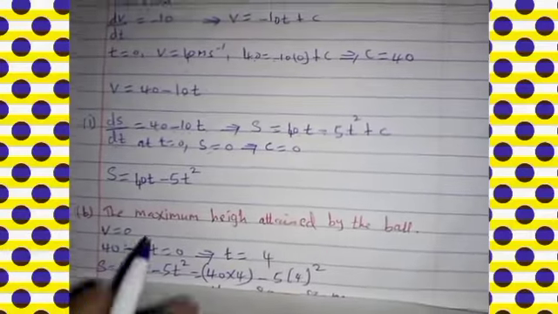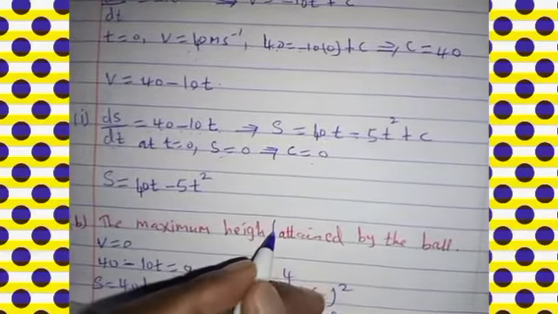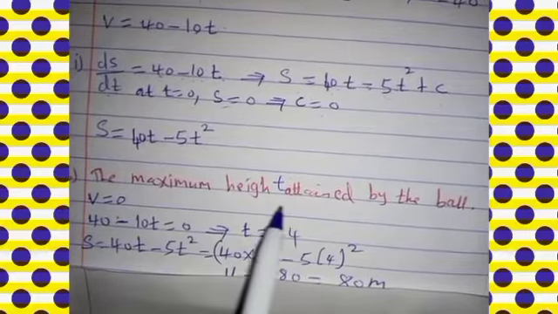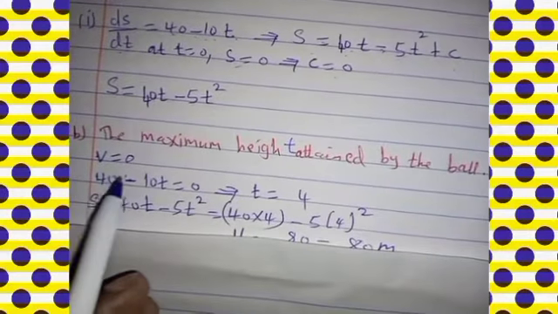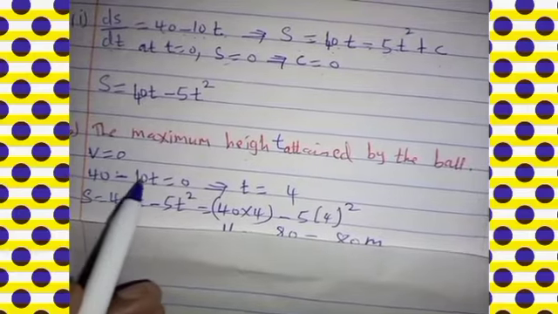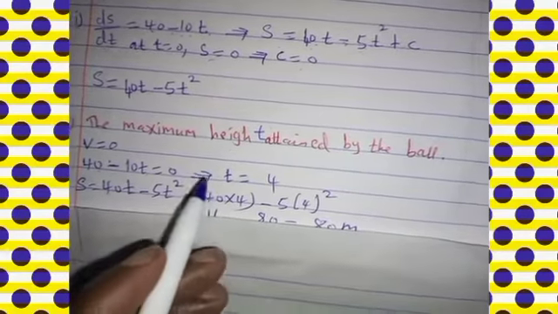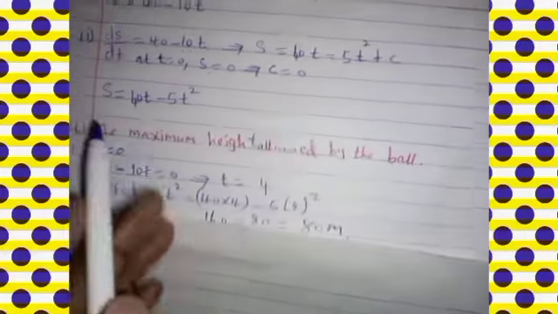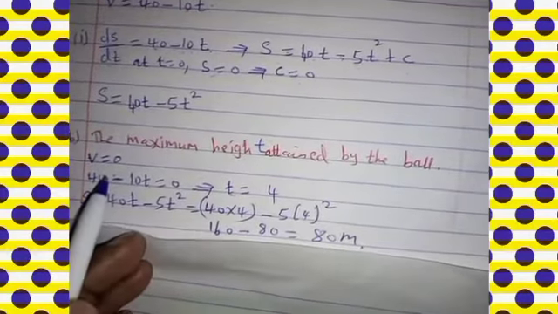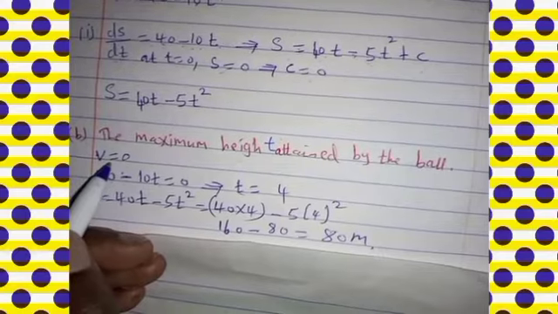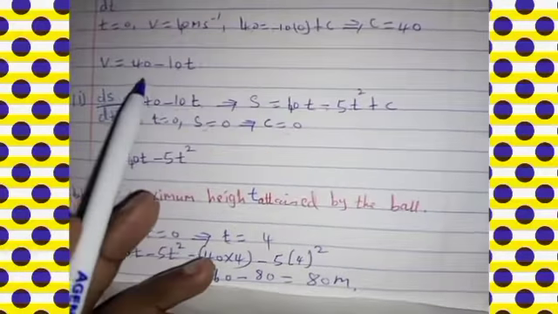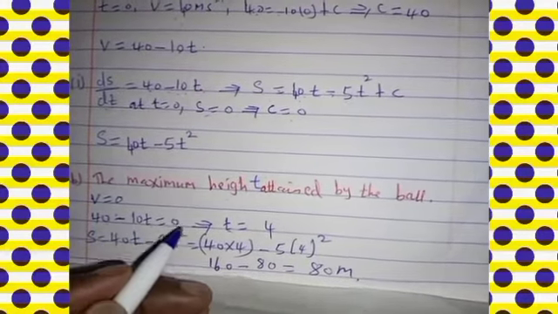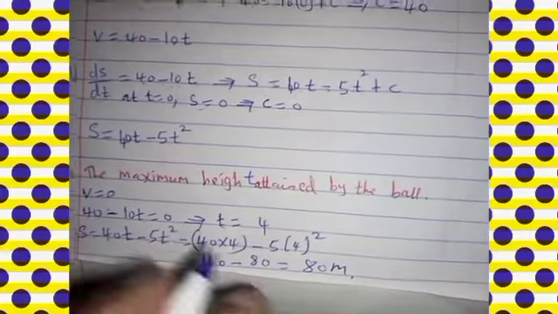So the maximum height attained by the ball is given by v is equal to 0. So 40 minus 10t is equal to 0. So t is equal to 4. So height is maximum when the velocity is 0. So we use this equation for the velocity. We equate it with 0 to get the value of t.